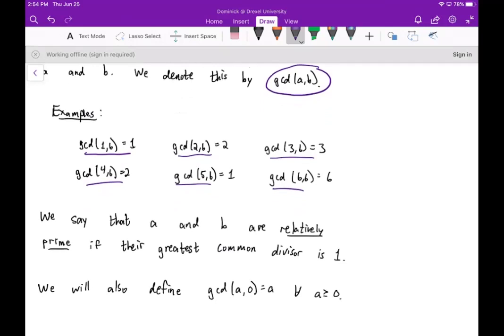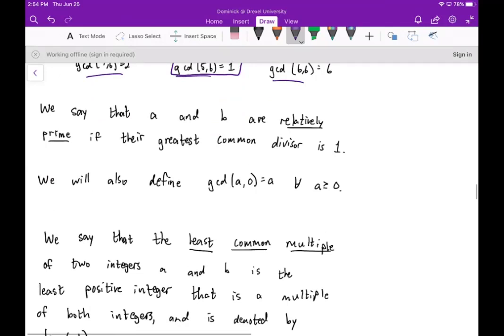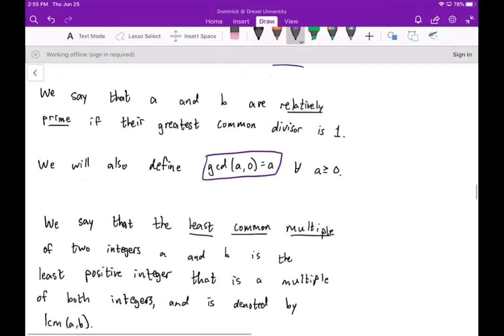Now we say that a and b are relatively prime if their greatest common divisor is 1, right? So for example, 5 and 6 would be relatively prime because their greatest common divisor is 1. Now we're also going to define the greatest common divisor of a and 0 to always be a for any a that's bigger than or equal to 0.